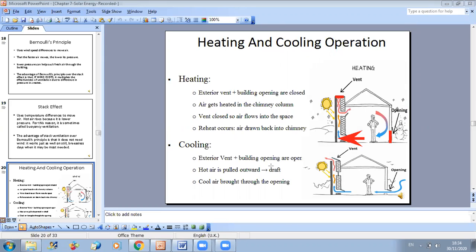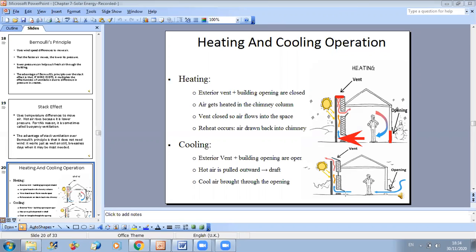On the other hand, in summer or in seasons where we need cooling, first we should open the windows and doors, because this will allow outdoor fresh air to circulate inside the space. And then this air will go through the lower opening of the solar chimney.